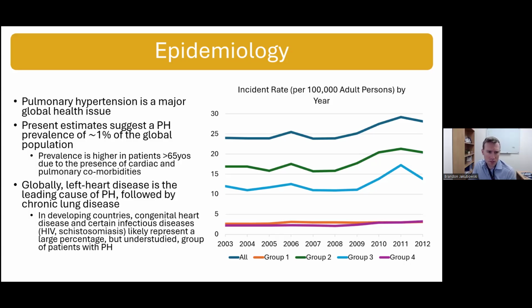And this is unsurprising. Globally, left heart disease is the leading cause of pulmonary hypertension, subsequently followed by chronic lung disease, not dissimilar to this group in Ontario. In certain developing countries, these probably are understudied, but congenital heart disease and certain infectious diseases like HIV and schistosomiasis may represent a larger cohort of pulmonary hypertension, but we just don't have the data really to prove that at this point in time.